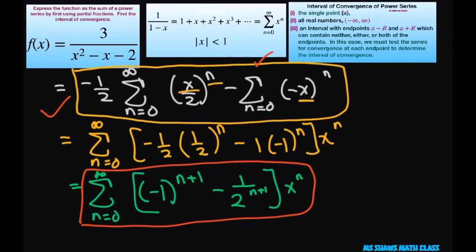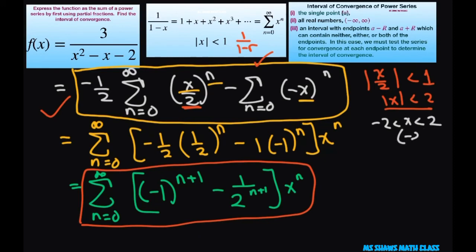So for the first piece, again, we wanted to write it as 1 divided by 1 minus r, with the absolute value of r less than 1. This is our r. So the absolute value of x divided by 2 has to be less than 1, so the absolute value of x is less than 2. So the interval of convergence for the first piece, by definition, you can write as negative 2 is less than x is less than 2, which is negative 2 to 2.